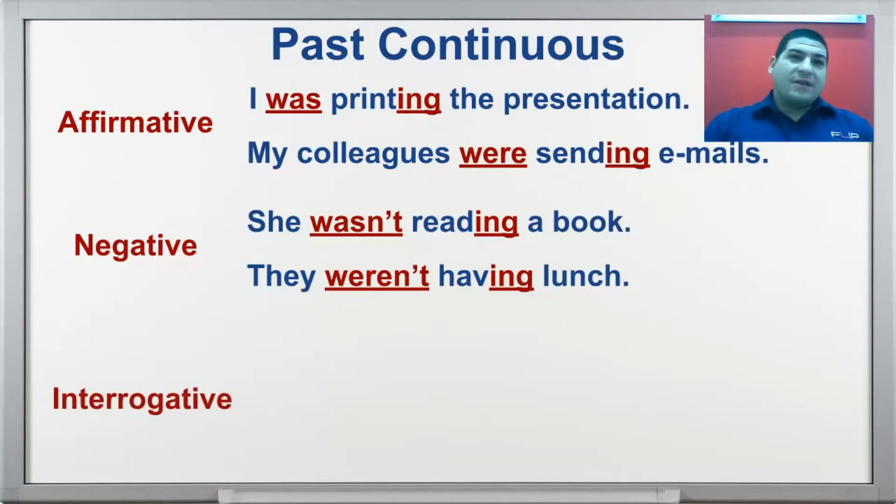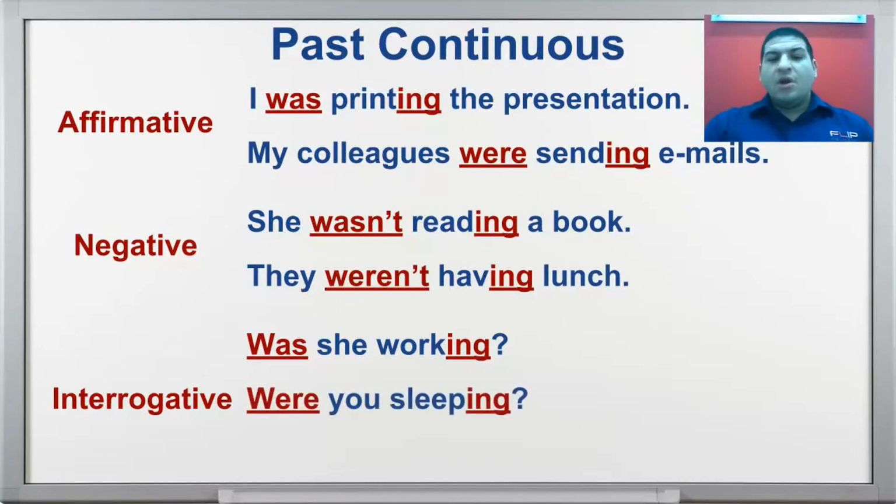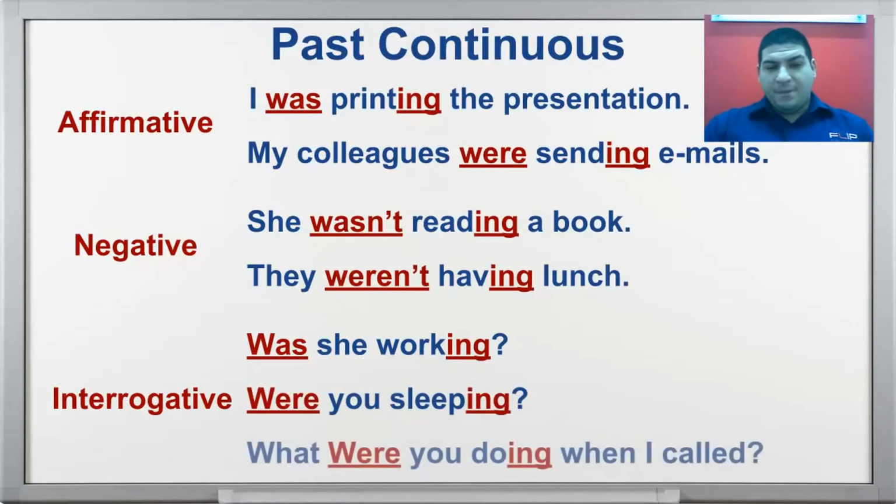And the interrogative, I got some questions here for you. Was she working? Were you sleeping? What were you doing when I called? Now pay attention because the third question is a little different, okay? It's a WH question because if I say, was she working? Then you can say yes or no. Were you sleeping? Yes or no. Yes, I was sleeping. No, I wasn't sleeping, right?